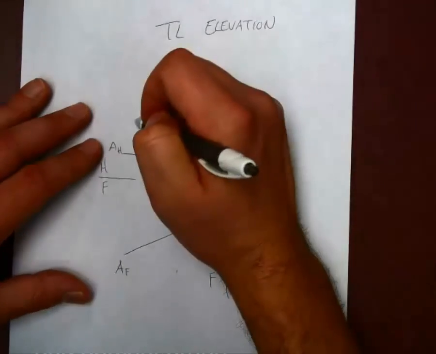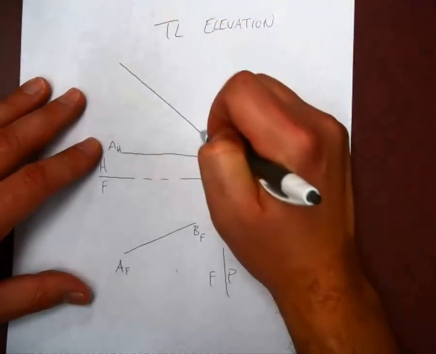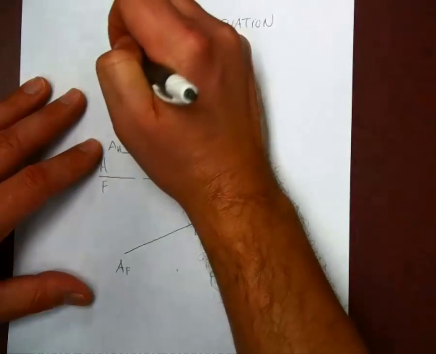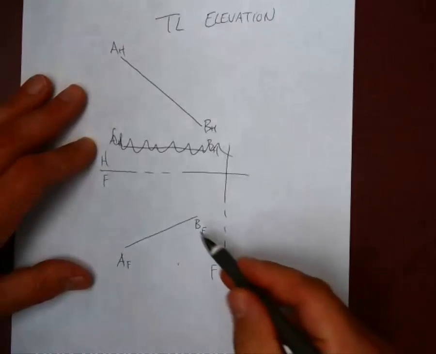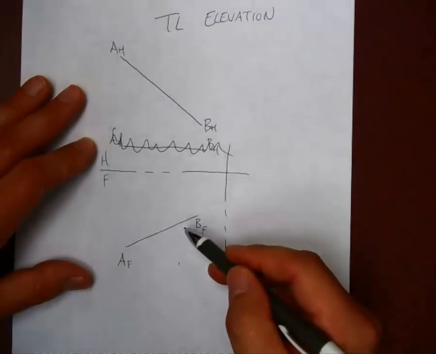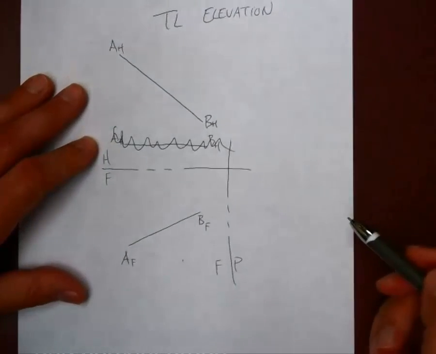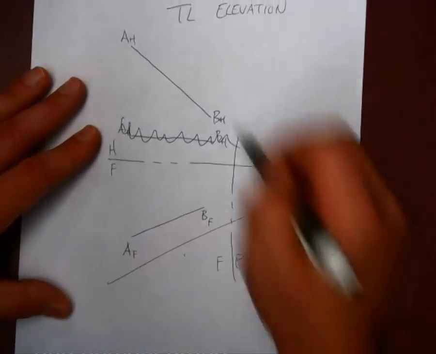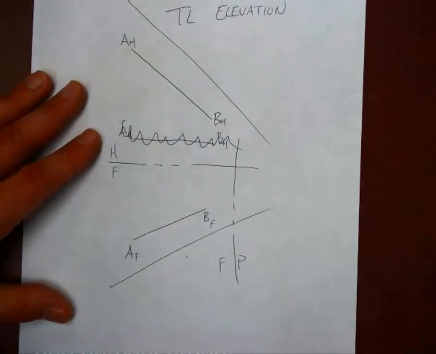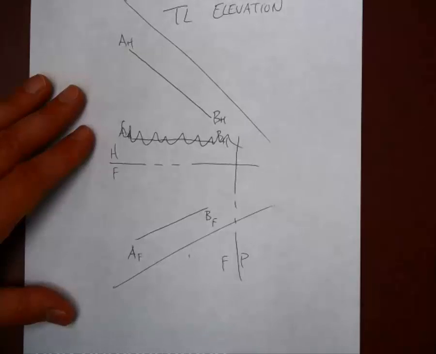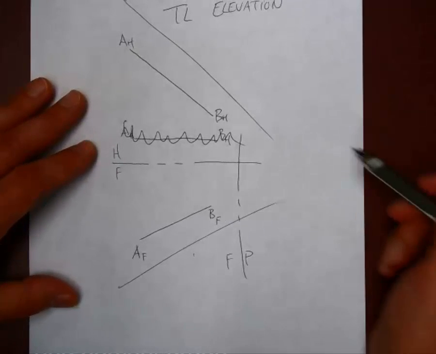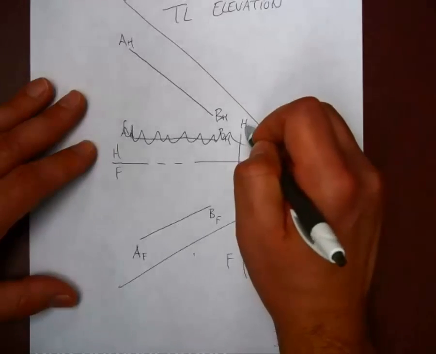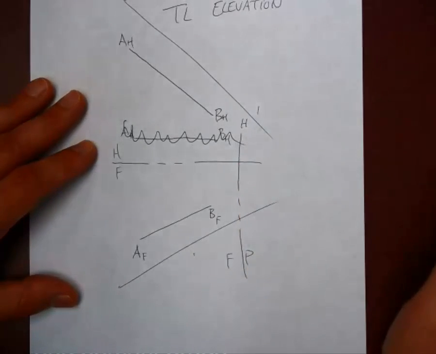So if my top view had looked instead like this, then I can't measure the slope here, right? Because this isn't true length. So I need to make a true length elevation. So should I hinge off of here, or should I hinge off of here? Which view should I hinge off of to find an elevation? I should hinge off of the horizontal.